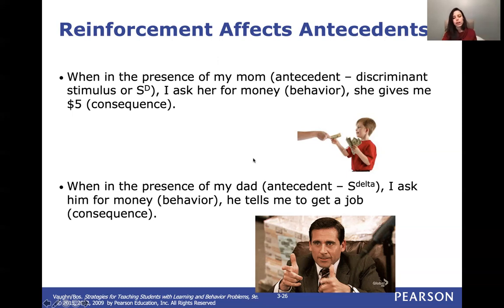This terminology is not a huge deal to me. There's the SD and S delta. But the main point that I want you to know is if you get a certain reinforcement, you start to learn a pattern, right?